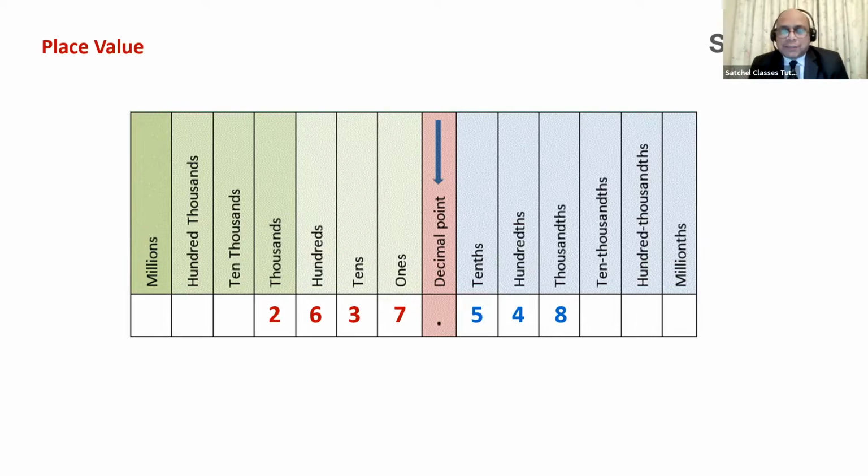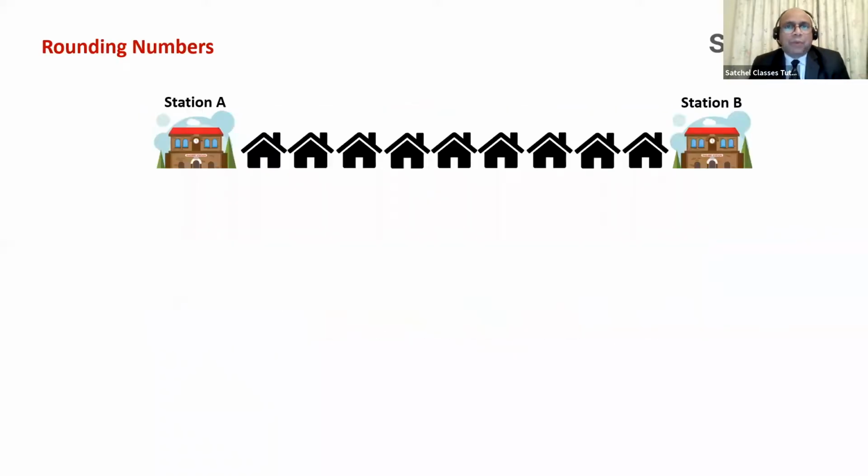How are the place values after the decimal? These are called tenths, hundredths, thousandths, ten-thousandths, hundred-thousandths, and millionths. So digit 4 is in the hundredths place, whereas digit 8 is in the thousandths place. We are all familiar with the place value of numbers, right? Well, now let's try and understand what rounding numbers is.